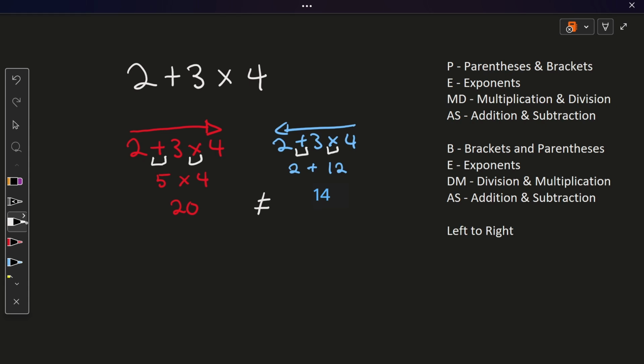And so this is why we have an order of operations in the first place. When we write an expression or an equation, we want it to equal the same result no matter who does it and when. And that's why it's important to have an order of operations that everybody agrees on and everybody uses. PEMDAS and BEDMAS are two acronyms that are used to help students memorize the order of operations.